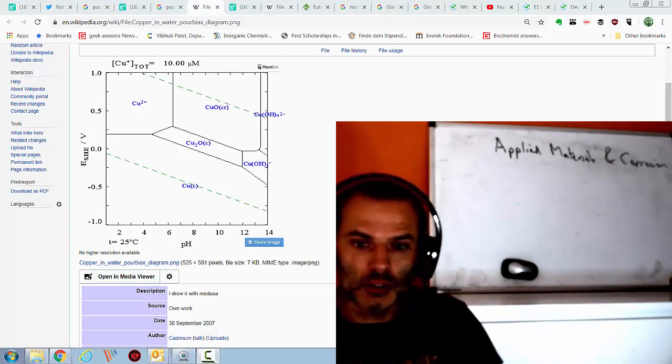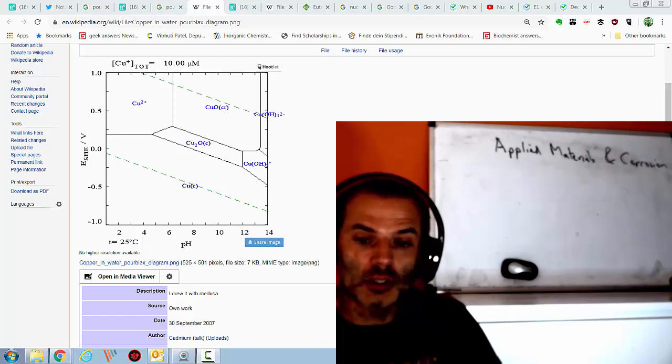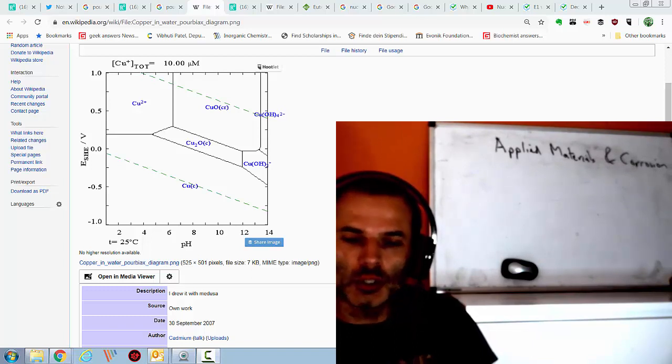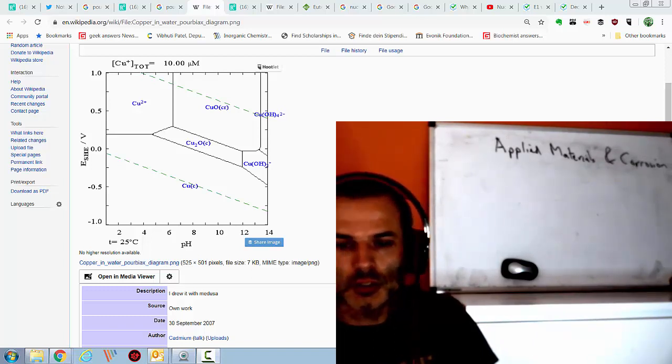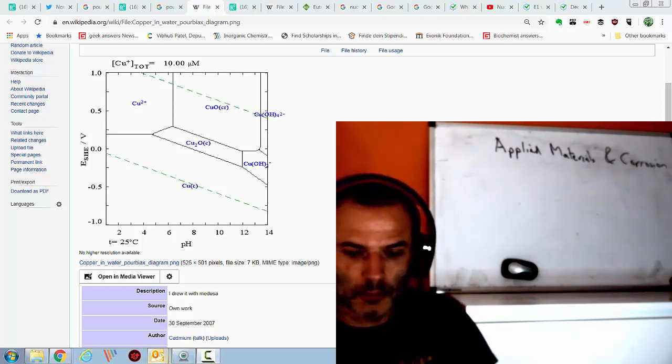So I hope that's a good introduction to this type of diagram. It is important to me that you understand them, because this is really an easy way to predict what metals are going to do in different conditions, and it's a useful diagram to know how to deal with.